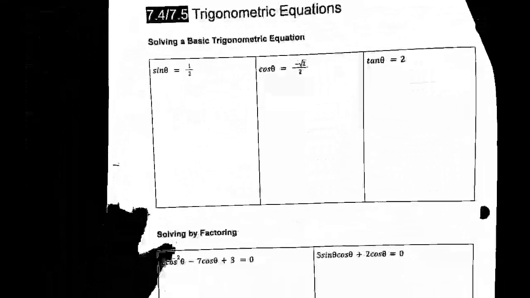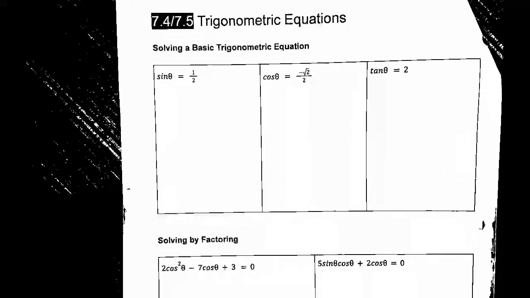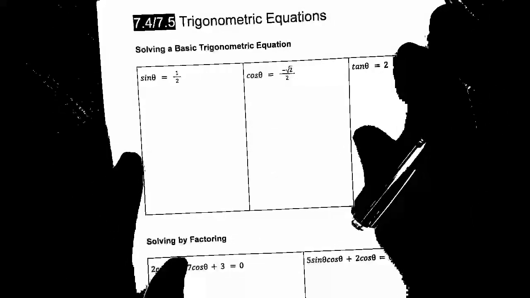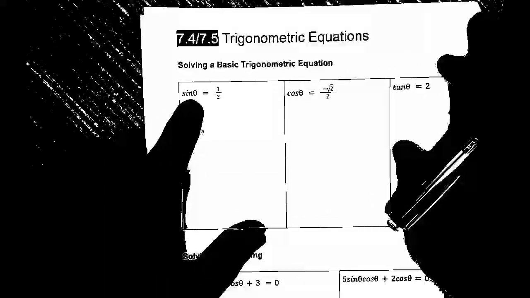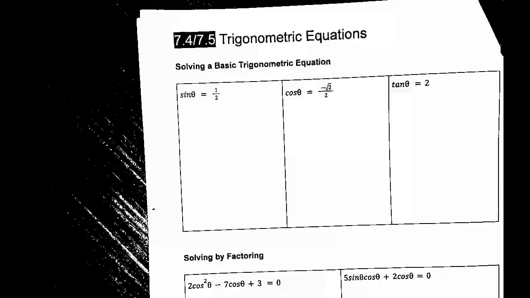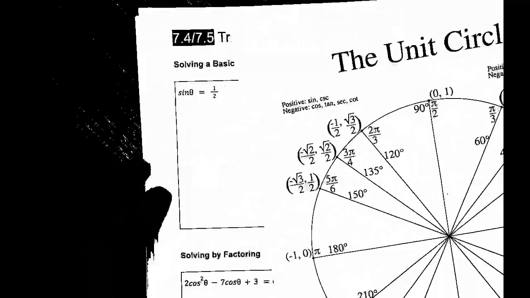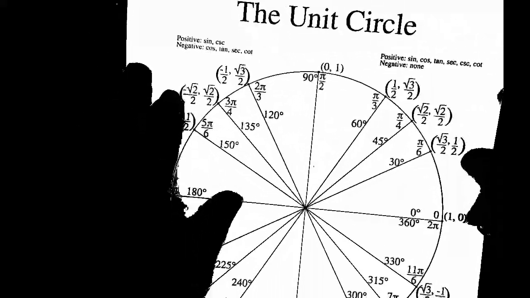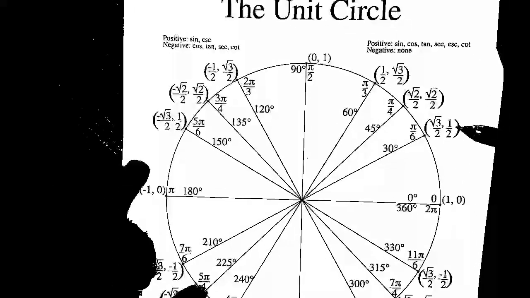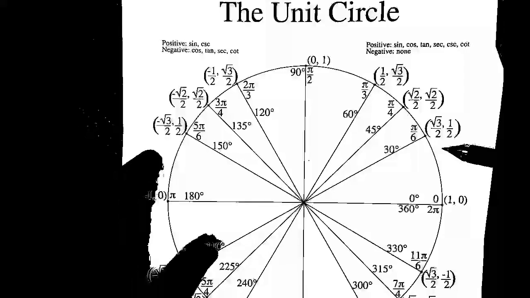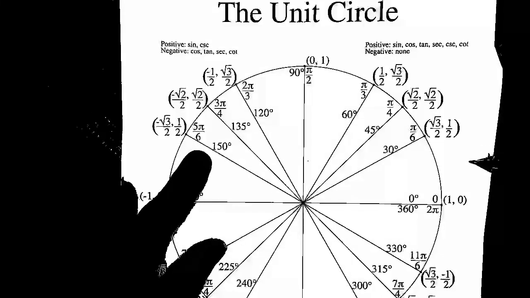Let's wrap up chapter 7, solving trig equations. So this first, solving basic trig equations, we've covered this before. How do you solve this? Well, you can do it 2 ways. One way is looking at the unit circle. So if I want to know where sine theta is 1/2, where does that happen? Well, sine theta is 1/2 at pi over 6, or 30 degrees, or 5 pi over 6, 150 degrees.